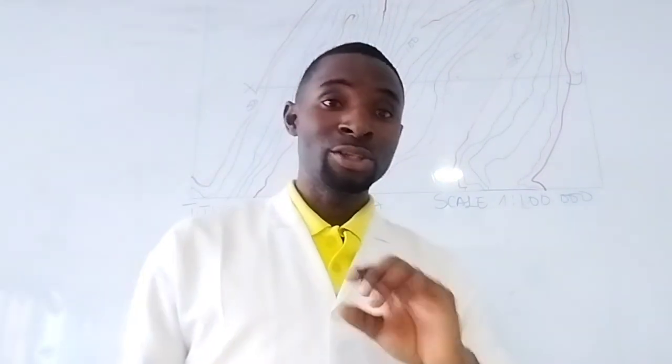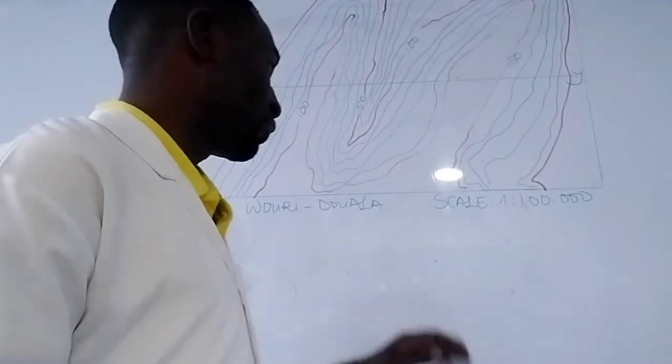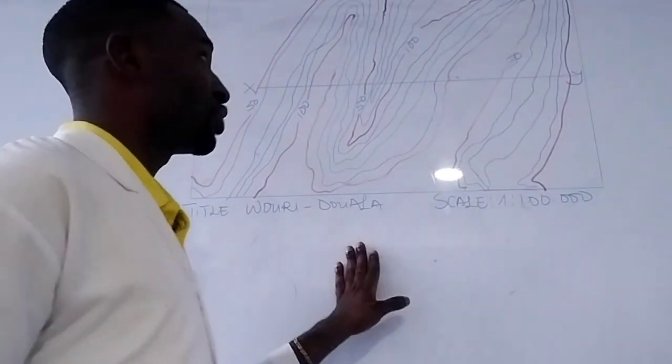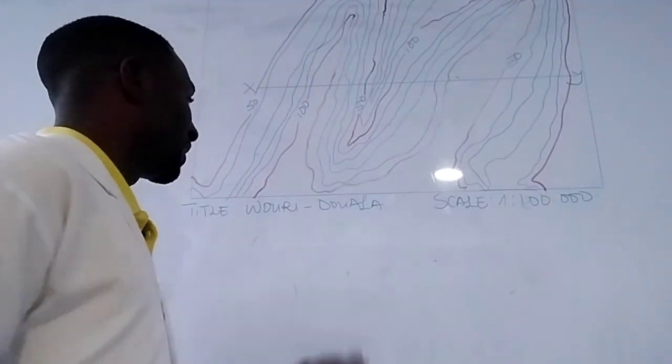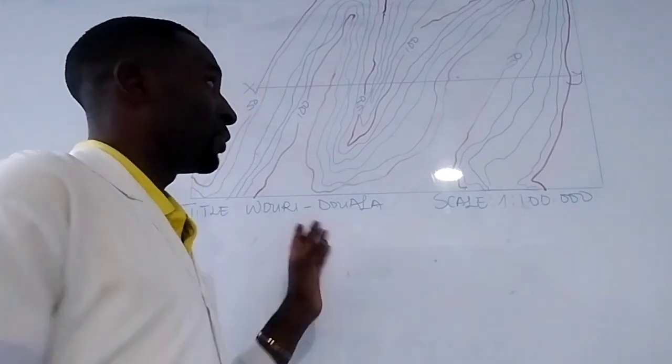So we are not going to waste so much time today. We will go vividly into the lesson of today, which has to do with drawing a cross-section. Like I mentioned, we have the map already of Douala, Wuri in particular, and its environments. We're going to work on it.